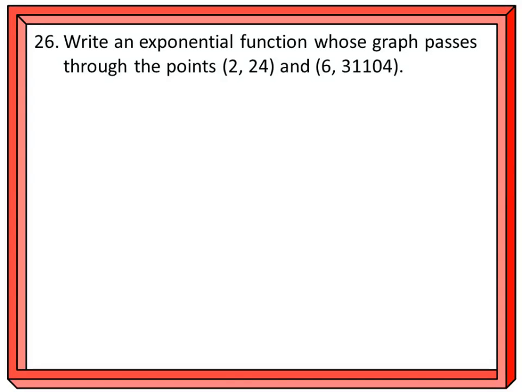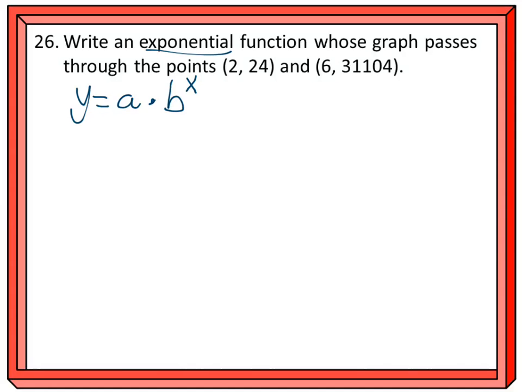On this question, we're writing an exponential function whose graph passes through these 2 points, (2, 24) and (6, 31,104). Big number. Anyway, an exponential function looks like this: y equals a times b to the x. The exponent is the variable, which is why it's called exponential.